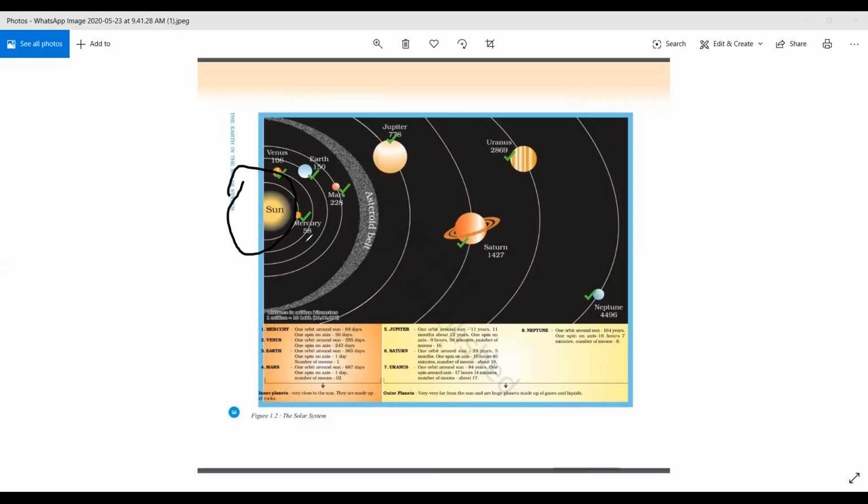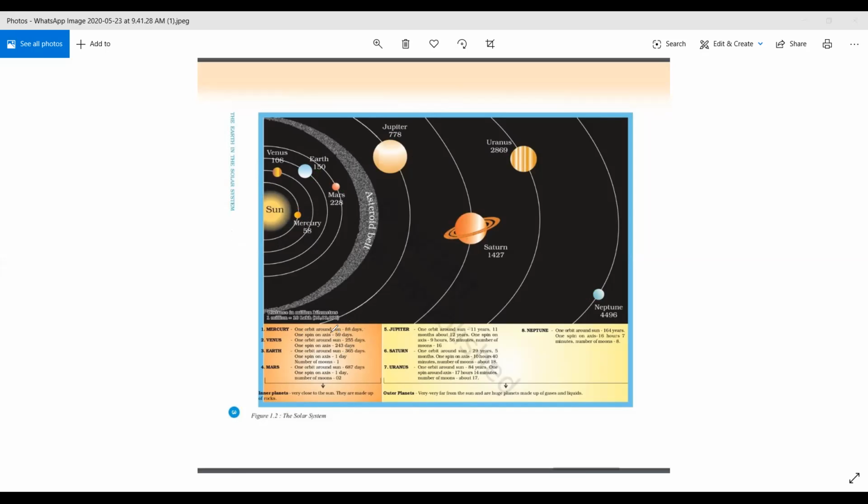Let me just clear it and let me choose. Okay. This is my sun. And here is Mercury. Mercury is the first planet, which is here. Mercury takes one orbit around the sun in 88 days. Mercury completes its orbit in 88 days.